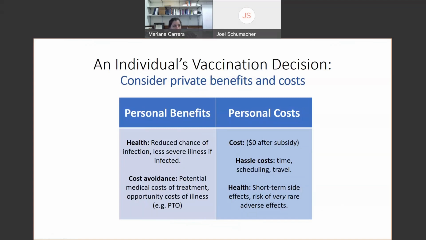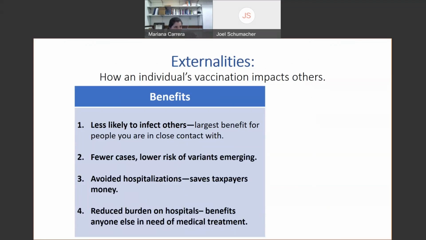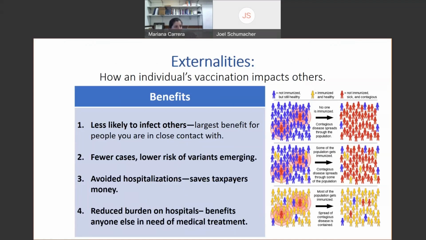What about the externalities? So I've already noted a lot of these, but to summarize them in one slide, the first is that you're less likely to infect others, and that's particularly true for the people you are in close contact with. But it's also true that by infecting fewer people, there will be lower spread as a whole, lower risk of new variants emerging, and we'll get closer to what we call herd immunity.